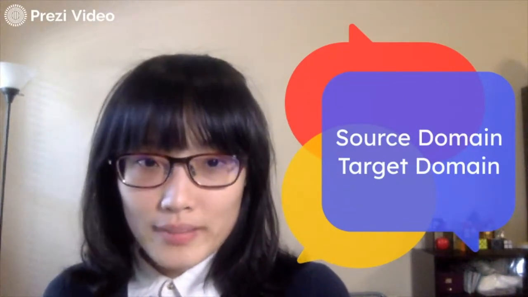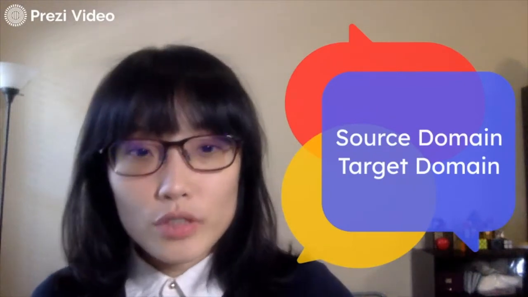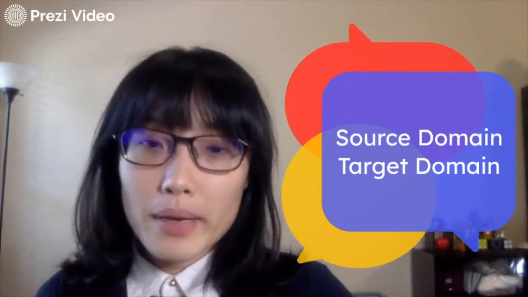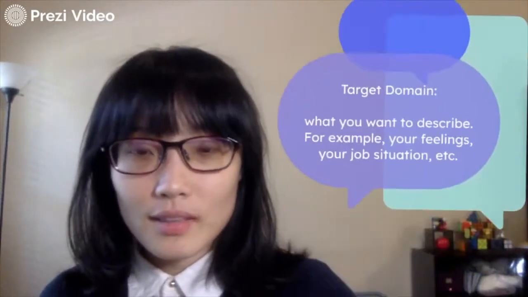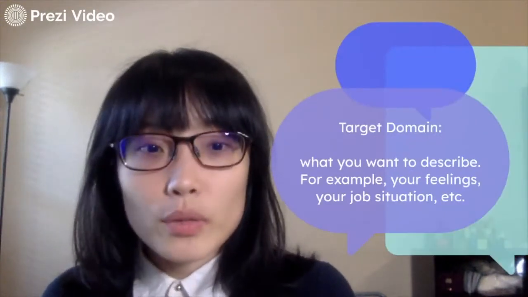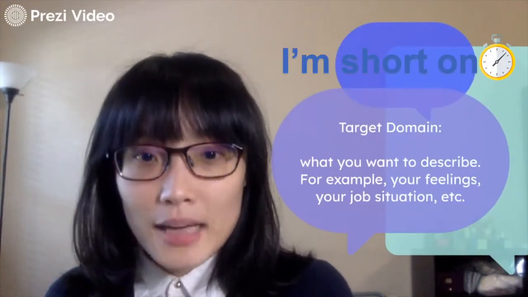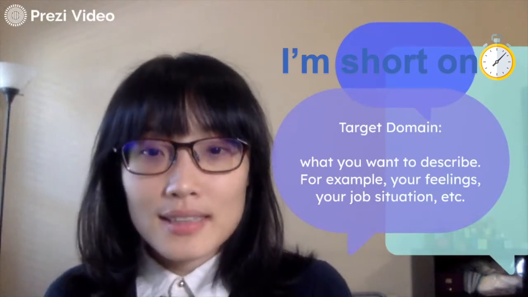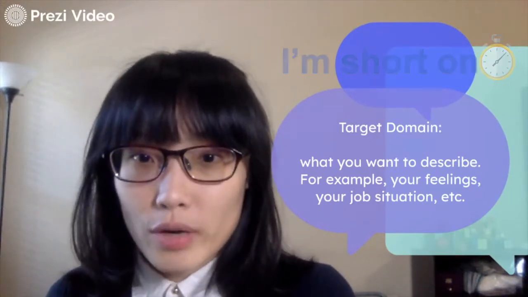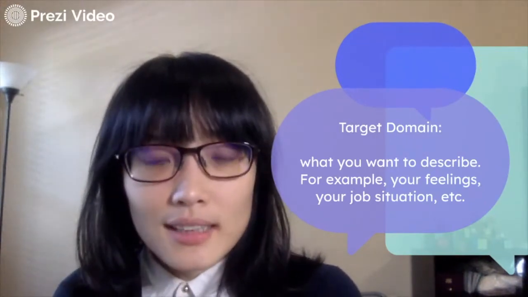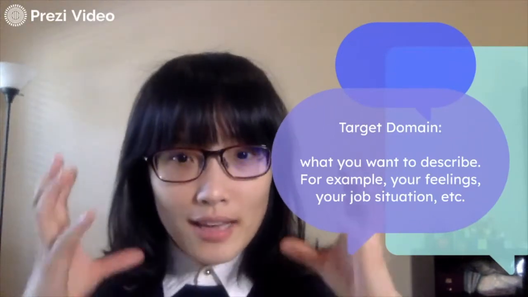So the more technical terms for the time and the money we just described are source domain and target domain. In our class, we will need to use source domain and target domain to describe the metaphorical language you see. The target domain is what you actually want to describe. In the time is money example, the time is actually what you want to describe. Time is abstract. It is a little hard to conceptualize time.